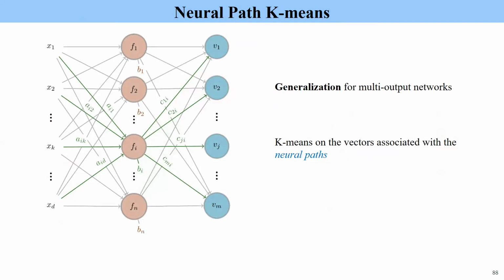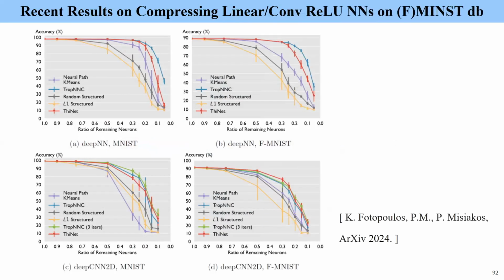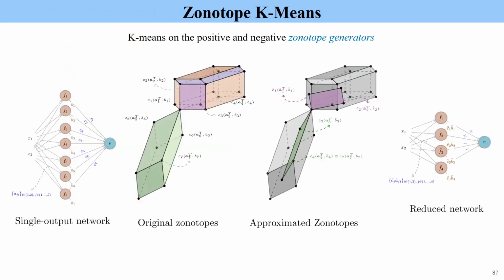What happens if we have multiple outputs? We developed a second algorithm called neural path K-means. Before, the compression, the approximation, was done by taking, let's say, the vectors corresponding to the max plus functions for the positive and the negative terms, and we clustered these vectors, and we represented them with the centroids of K-means. That's the idea of compressing. Okay.